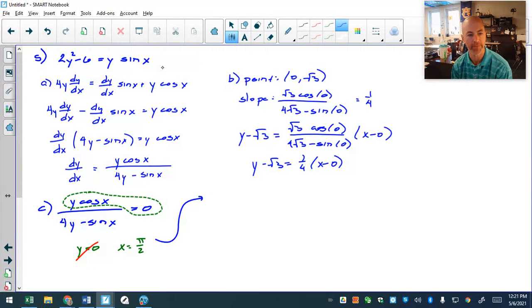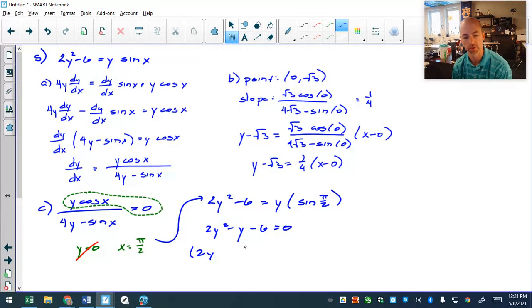So I go back to my original equation up here. 2y squared minus 6 is equal to y times the sine of pi over 2. Sine of pi over 2 is 1, so that turns into 2y squared minus y minus 6, and we will solve this by factoring. 2y, y, 2, 3, positive, negative. We get y's are negative 3/2, and y is 2.